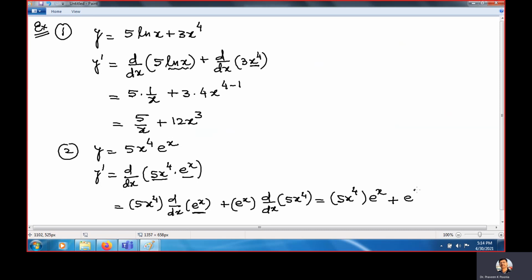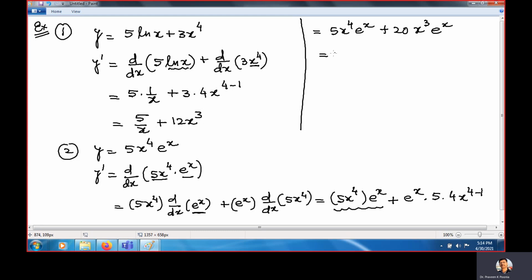And now e to the power x times the derivative of 5x power 4. What is the derivative of 5x power 4? 5, and x power 4 gives 4x power 4 minus 1. Now you can solve it here. It is equal to 5x power 4 e power x. This one, 5x power 4 e power x. And here it is 5 times 4, 20, x power 4 minus 1, 3, x power 3 into e power x.